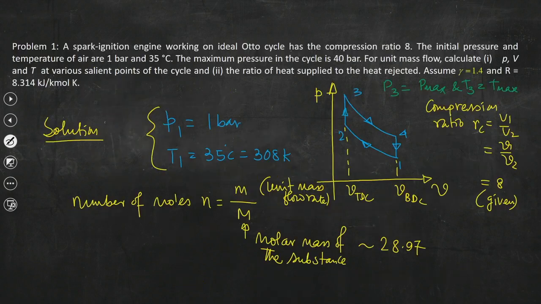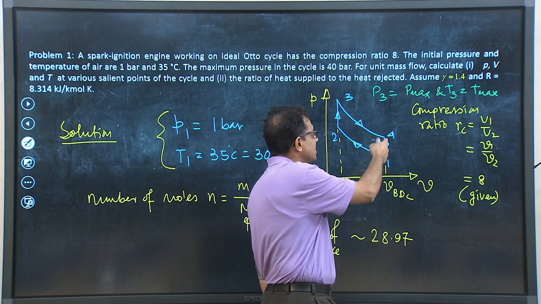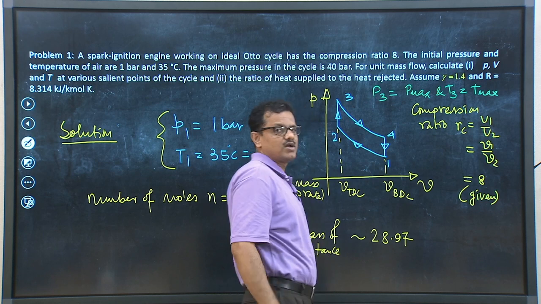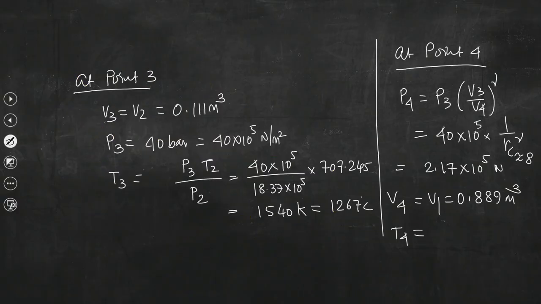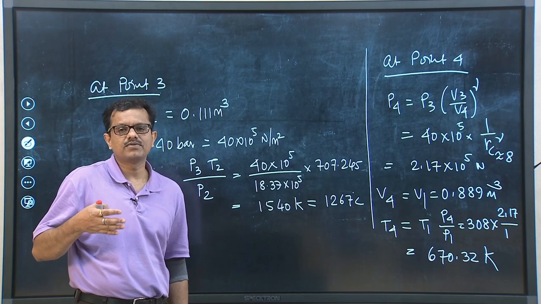And T4 can be expressed like this. If we consider process 4 to 1, it is not necessary that we calculate T4 knowing T3, rather we also can calculate T4 knowing T1, because the process is constant volume process. But you also can calculate T4, because T4 is equal to T3 into V3 by V4 power gamma. We have used this several times while discussing thermal efficiency. So, this is as good as T1 into P4 by P1, and it is coming as 308 into 2.17 divided by 1, which is 670.32 Kelvin. So, now we have calculated pressure, volume, temperature at various salient points, that is point 1, 2, 3 and 4.